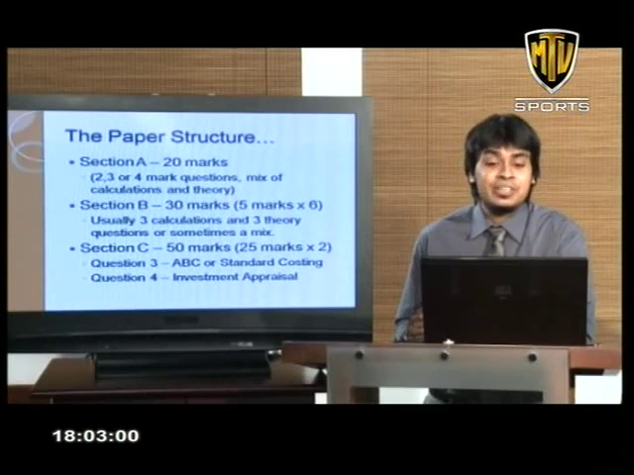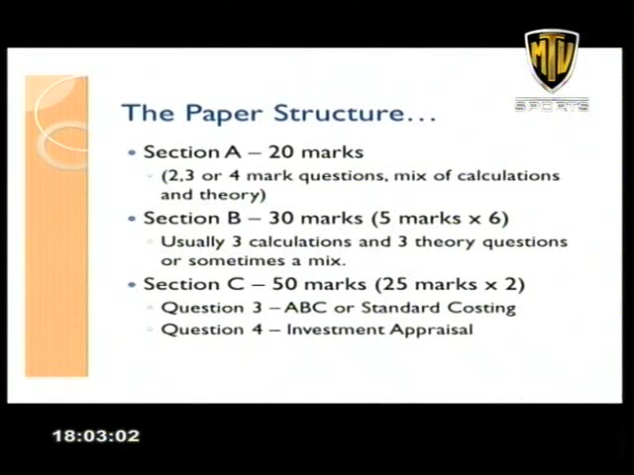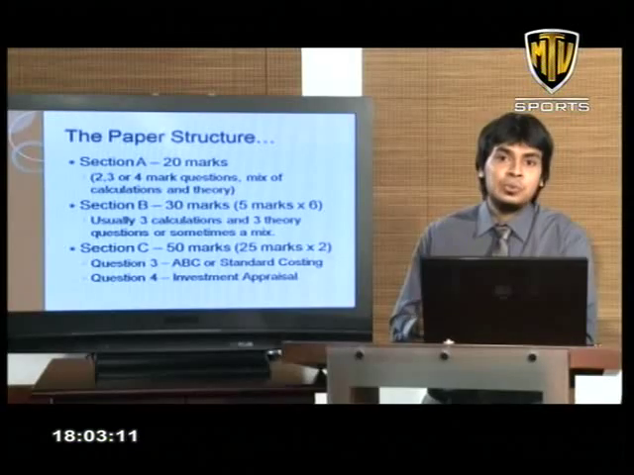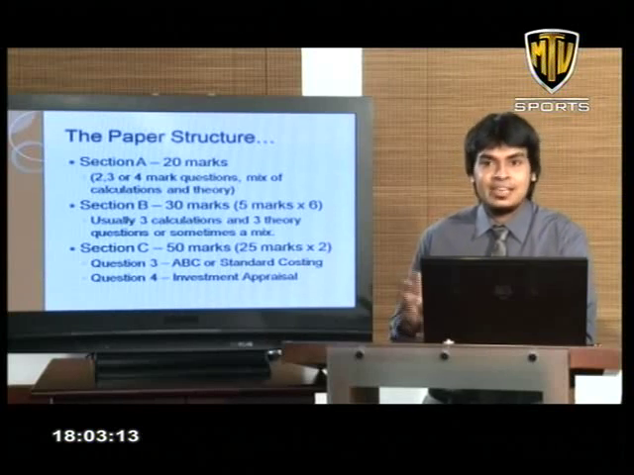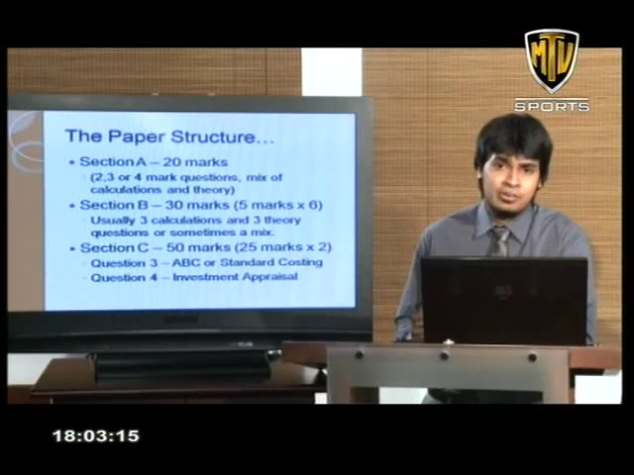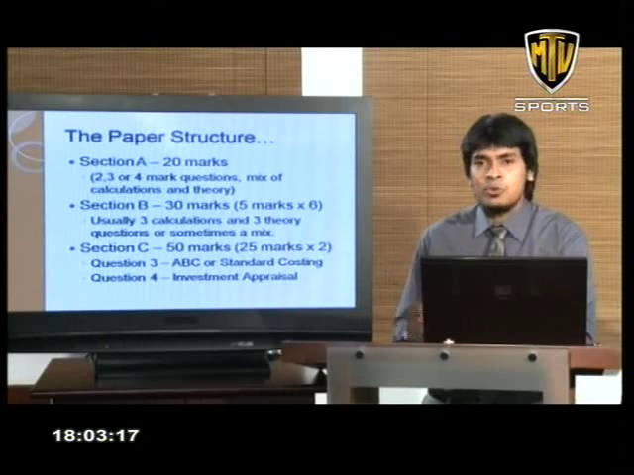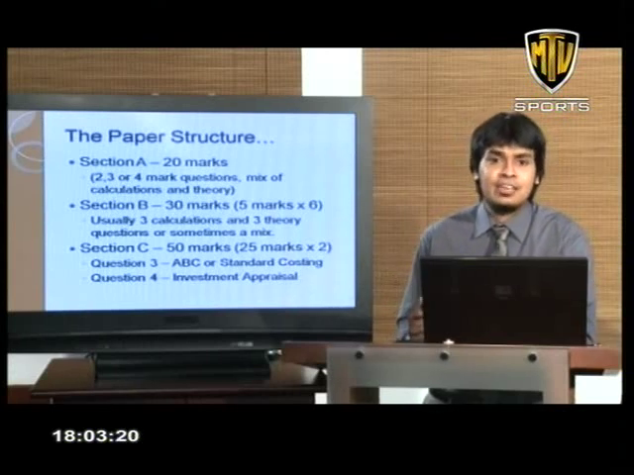Moving on to section B. Section B will account for 30 marks, and these 30 marks will be made out of 6 questions, each accounting for 5 marks each. Usually you will find that you come across 3 calculations and 3 theory area questions, 3 write-ups basically. Some questions, do not be surprised, you can even find a mix of calculations as well as a write-up.